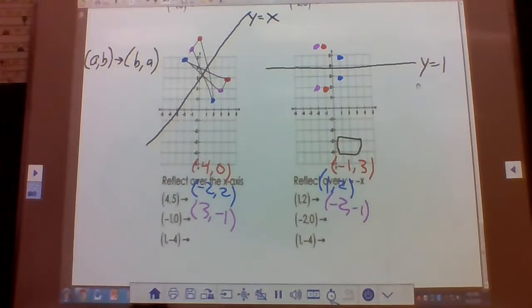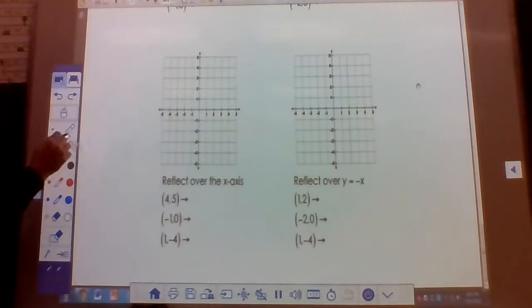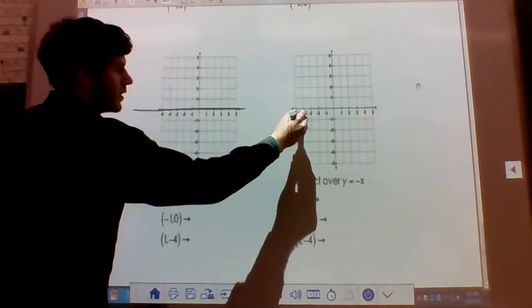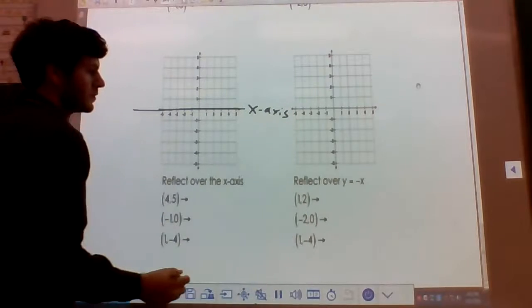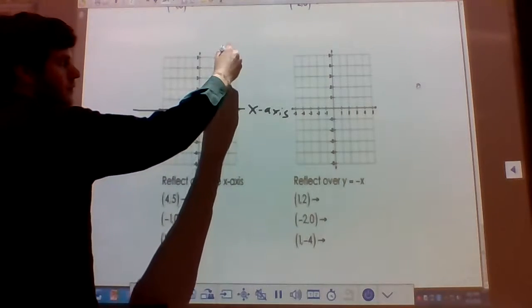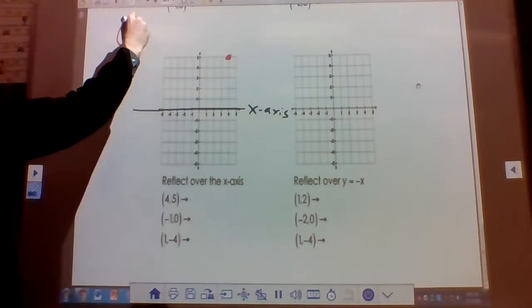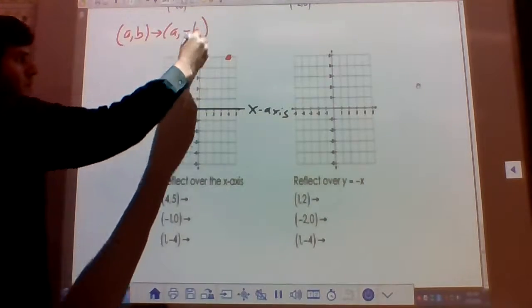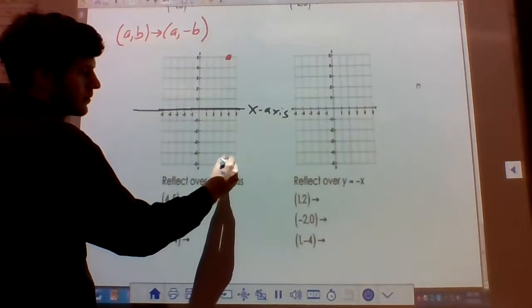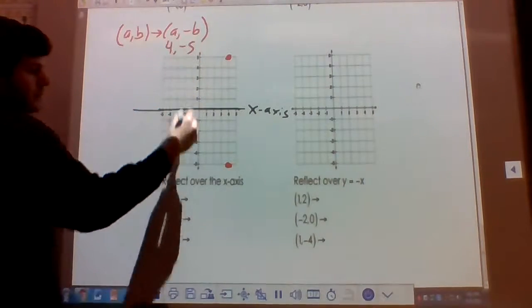The last 2 examples. We want to reflect over the y-axis, the x-axis, I'm sorry. So our x-axis is right here. Let's start with the point 4, 5. So our formula to reflect over the x-axis is (a, b) goes to (a, negative b). So 4, 5, or we can think of it as being 5 above, so now we need to go 5 below. Or we can plug it into the equation, so 4, negative 5.